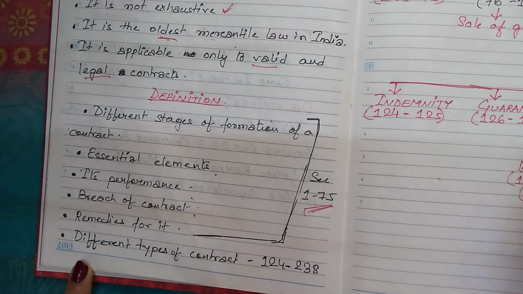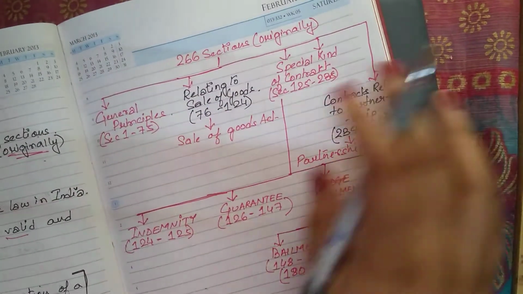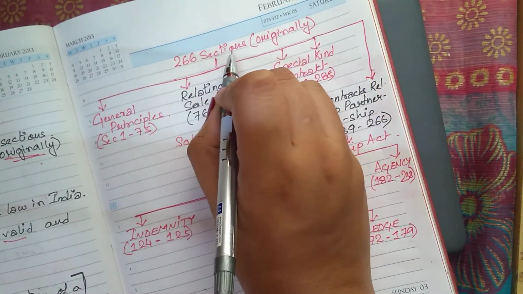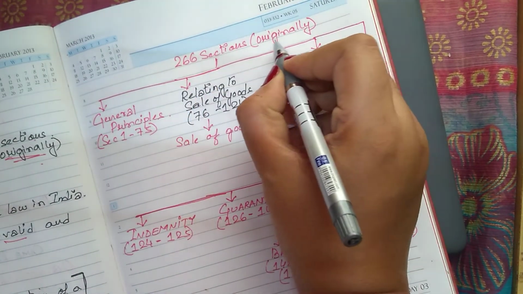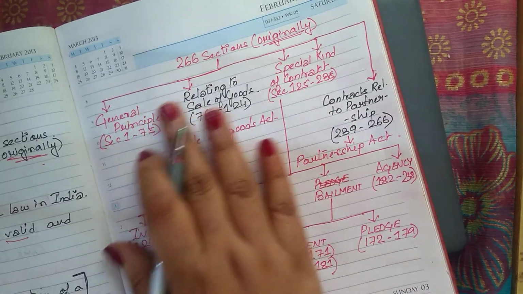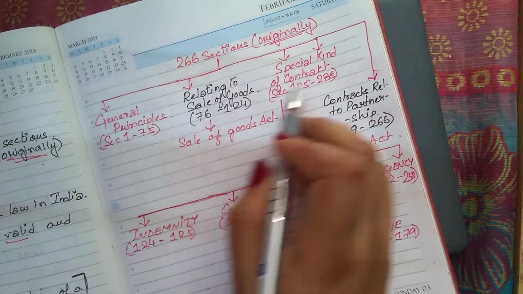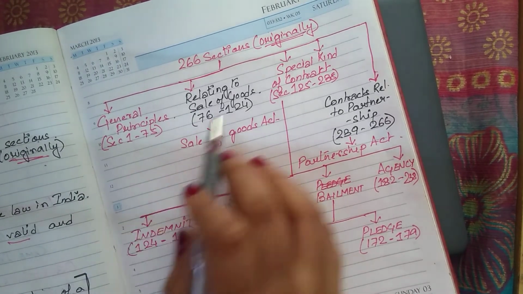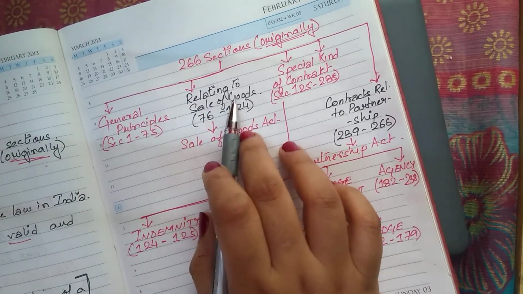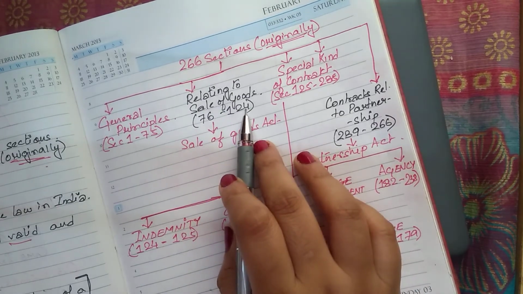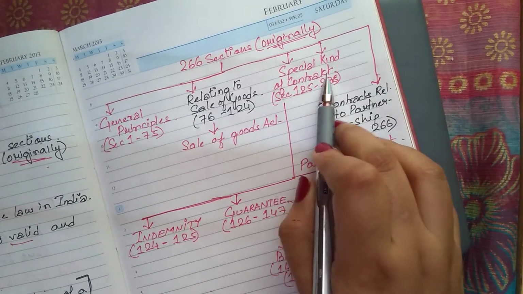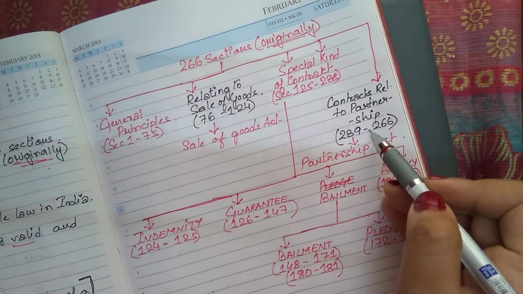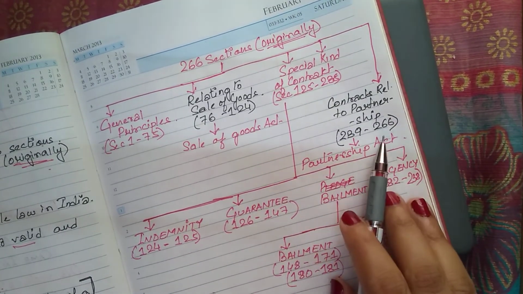So let's now divide the act into different categories. We have stated that this act consisted of 266 sections originally. Now we are dividing the 266 sections in the following portions. General principles, section 1 to 75. Provisions relating to sale of goods, section 76 to 124. Special kind of contract, section 125 to 238. Contracts relating to partnership, section 239 to 266.